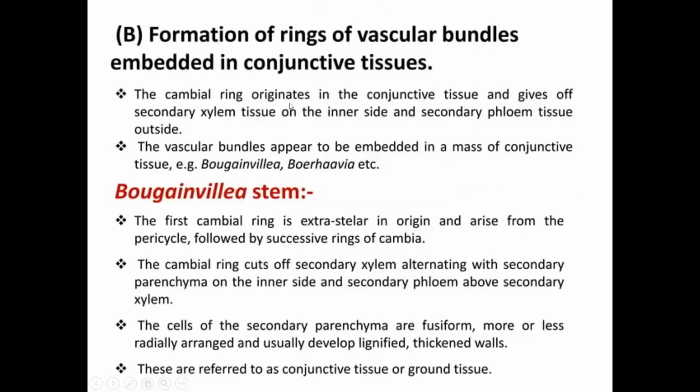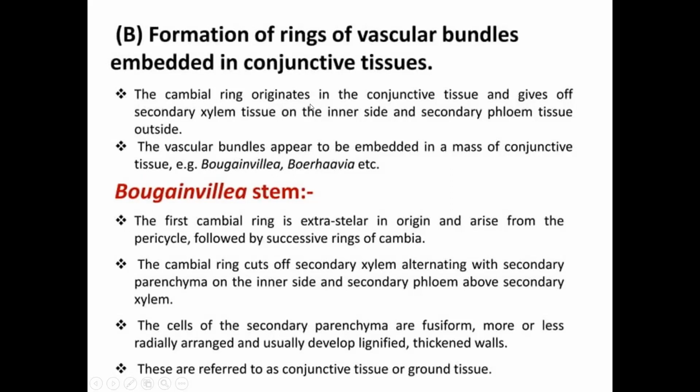So the cambial ring which originates in the conjunctive tissue gives off secondary xylem tissue on the inner side and secondary phloem tissue outside. So the vascular bundles appear to be embedded in a mass of conjunctive tissue. Examples for this are Bougainvillea and Boerhavia.